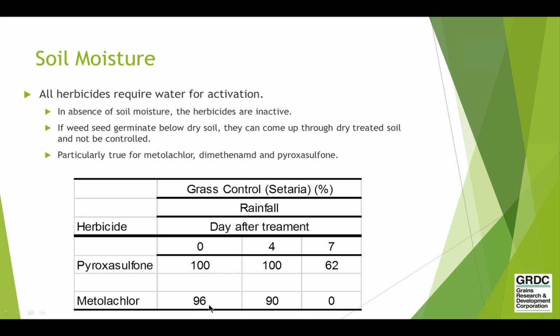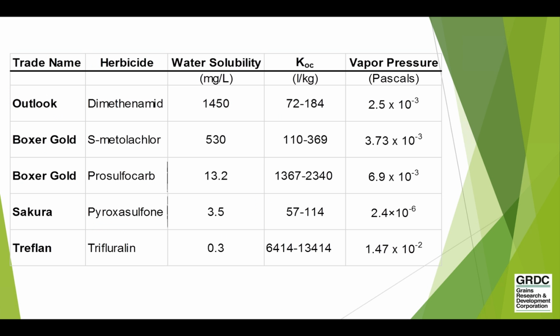You can see that if the rainfall occurred at the day of treatment or even 4 days after treatment, we got very, very good activity. But if the rainfall was delayed to 7 days after treatment, the metolachlor was completely inactive because the weeds had come up through and were no longer affected, and the pyroxasulfone lost about 40% of its activity. So if a herbicide is applied to a dry soil, the seeds can germinate and move up through that dry soil. They'll essentially be unaffected because the herbicide is not available as they move through that dry soil.